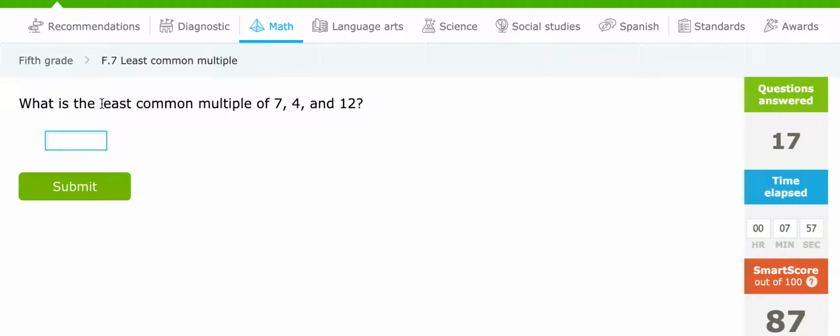When we go on from here, least common multiple, 7, 4, and 12. We're looking at, well, 12 will include all the needs of 4, right? Because 2 2's and 1 3. And then we'd also need a 7. So 7 times 12 should be 84.